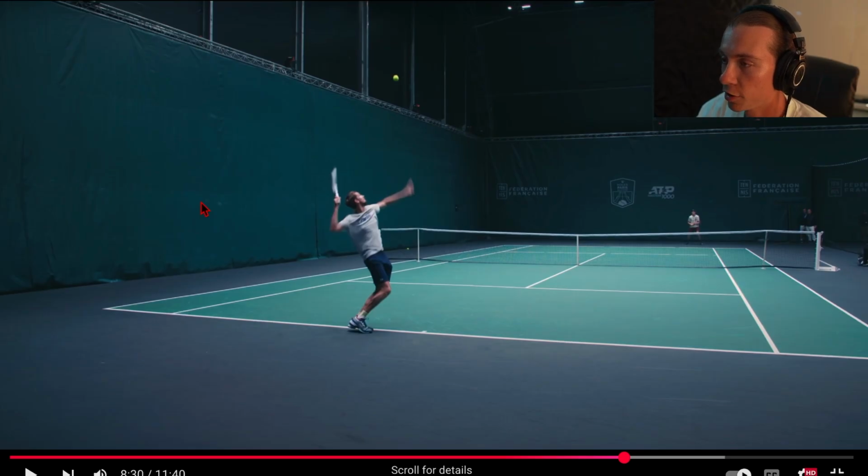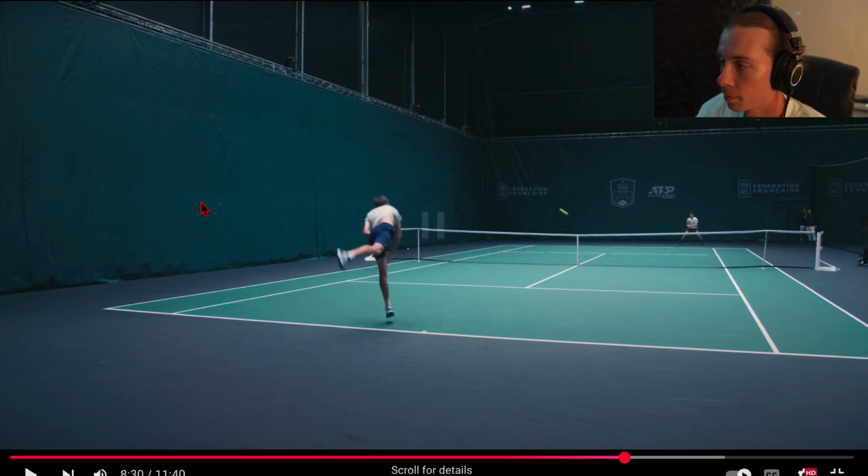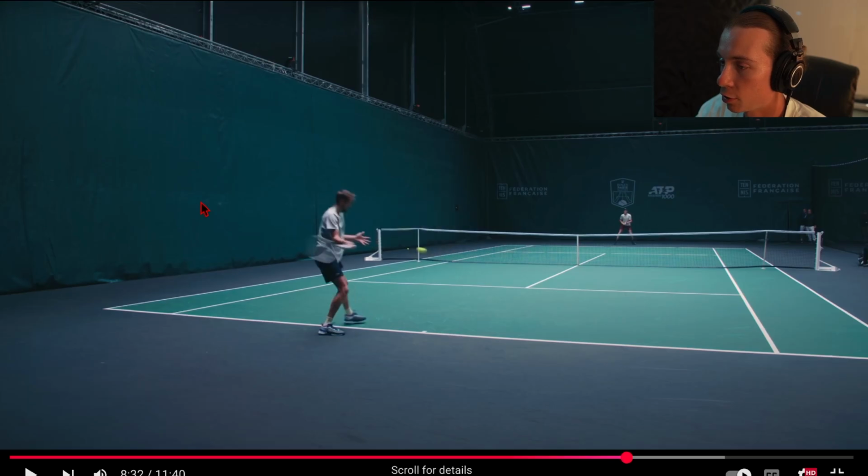Look how far in front his toss is. It's at least a foot inside the baseline. Semi-open stance.